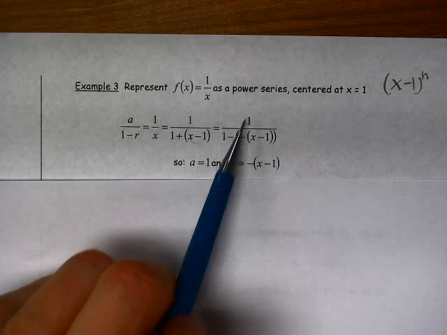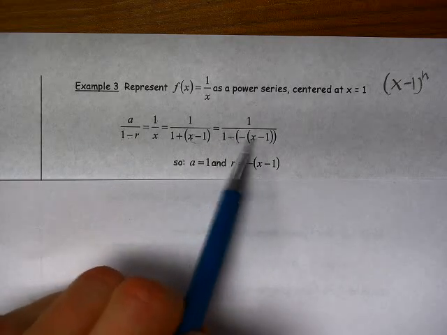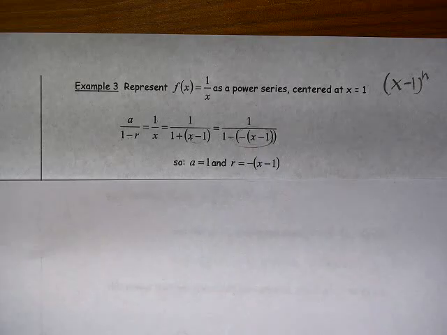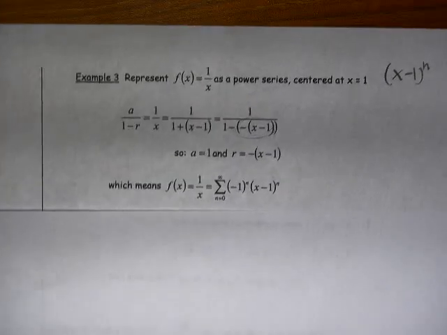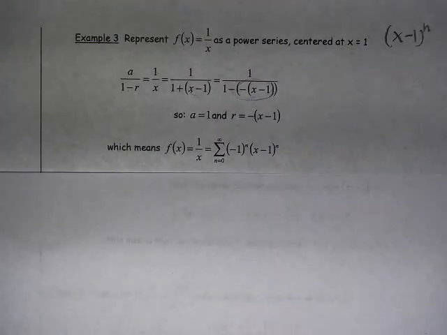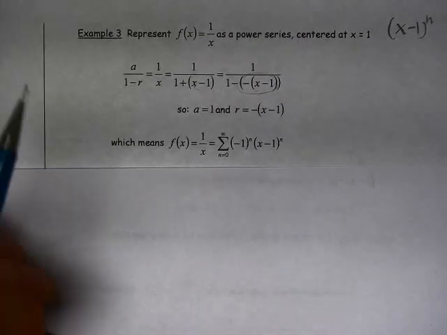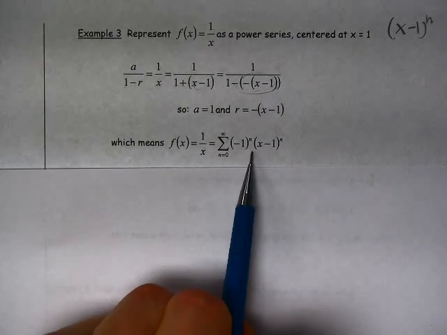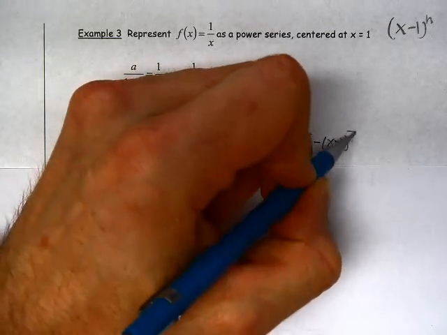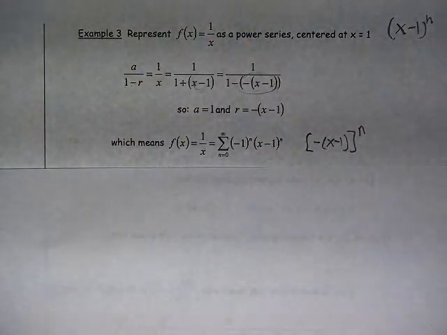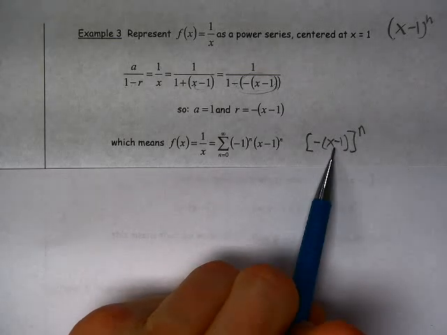Our a is 1, then we have 1 minus r, so minus our r is this negative times the quantity of x minus 1. All right, so our series looks like this. This here is just another way of writing negative x minus 1 to the nth, the negative 1 to the n, x minus 1 to the n.